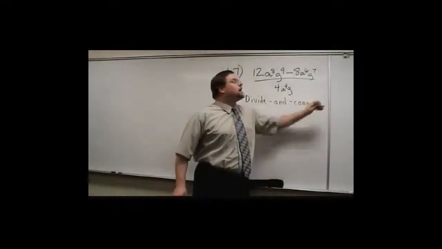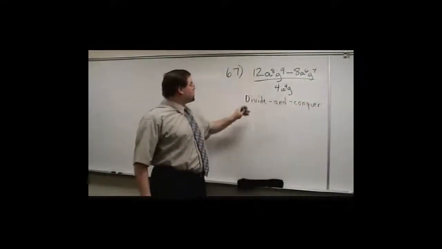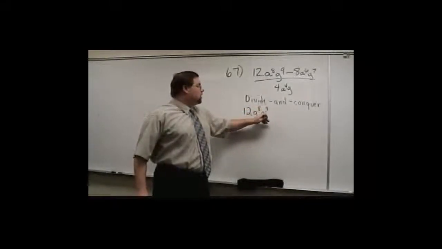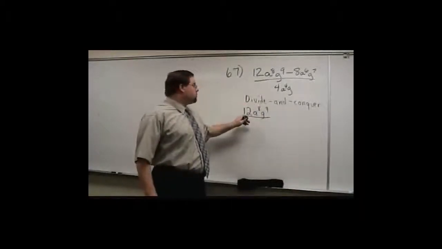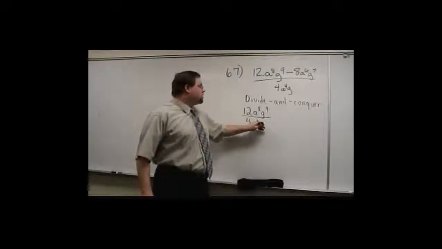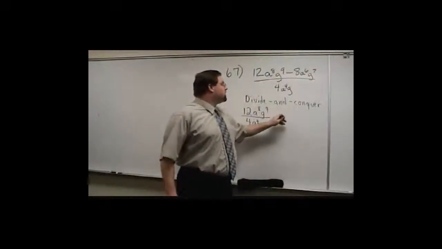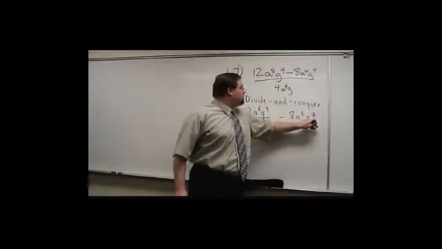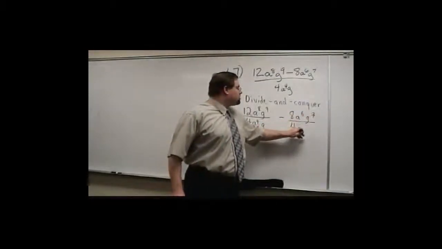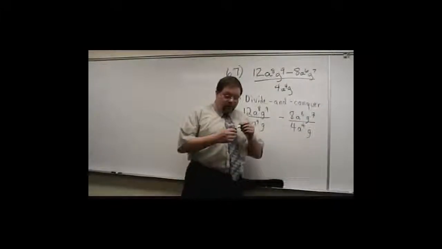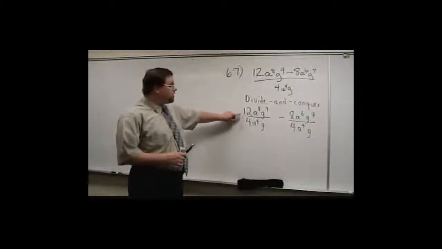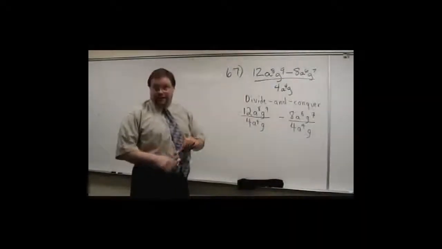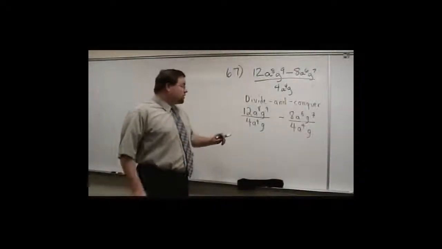Write this problem as separate pieces. So you're going to write this as 12a to the 8th, g to the 9th, over what's on the bottom, which is 4a to the 4th g, minus 8a to the 6th, g to the 7th, over 4a to the 4th g. And with the numbers, we're going to actually divide. But remember, when you're dividing with variables, we actually subtract the exponents. Okay? So I'm going to go ahead and do it.